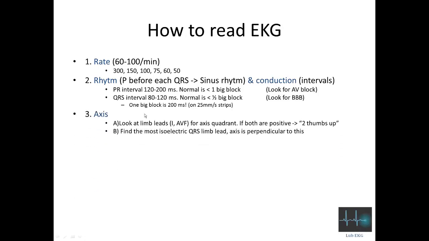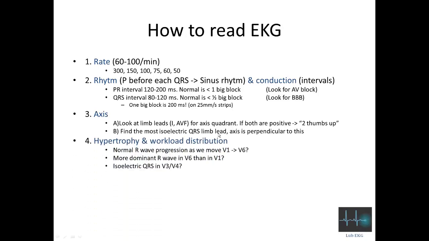Thirdly, we look at axis, determining if we have the 2 thumbs up sign, meaning positive limb leads 1 and AVF. And to accurately find the axis, we find the most isoelectric QRS in a limb lead. Axis will be perpendicular to this. Fourth, we look at hypertrophy and workload distribution. Normal R-wave progression as we move from the right in V1 to the left in V6. Also, we should have a more dominant R-wave in V6 than in V1.